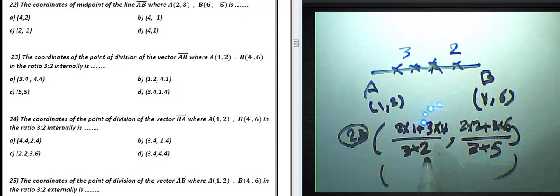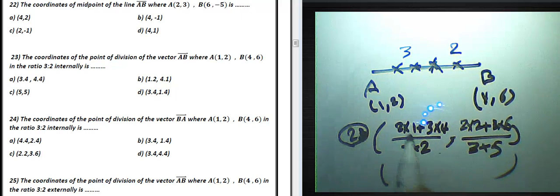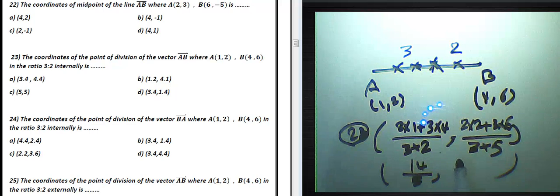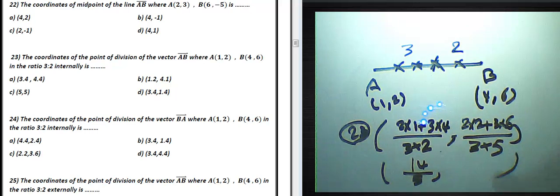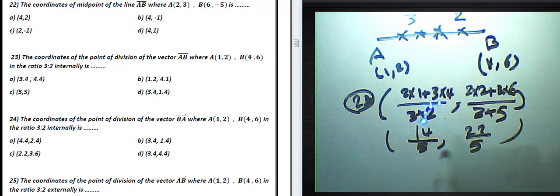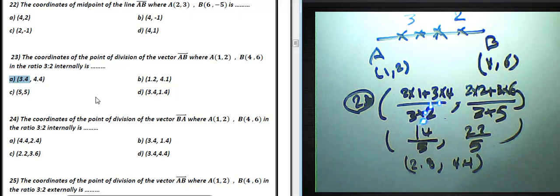2 times 1 equals 2 and 3 times 4 equals 12. 12 plus 2 equals 14 over 5. And here, 4 plus 18 equals 22 divided by 5, since 2 times 2 is 4 and 3 times 6 is 18. The result is 14 divided by 5, which is 2.8, and here 4.4. Okay, we must write this result here. It's true: 2.8 and 4.4.